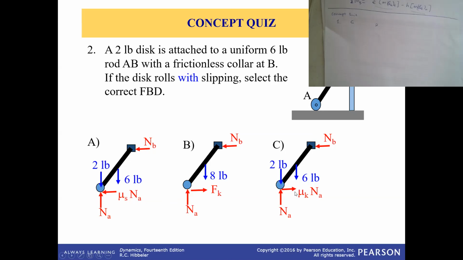This is the kinetic friction. B looks like it has the right notation F_k, but it doesn't include the weight on the disk itself. It puts all the weight on the rod, so that's not right. So C on the second one as well. So C and C, and all the responses are C and C.